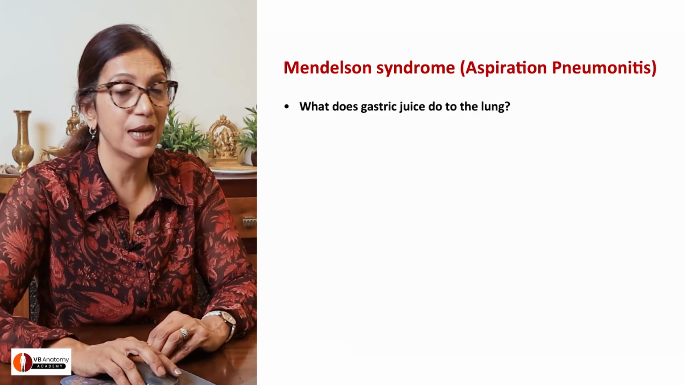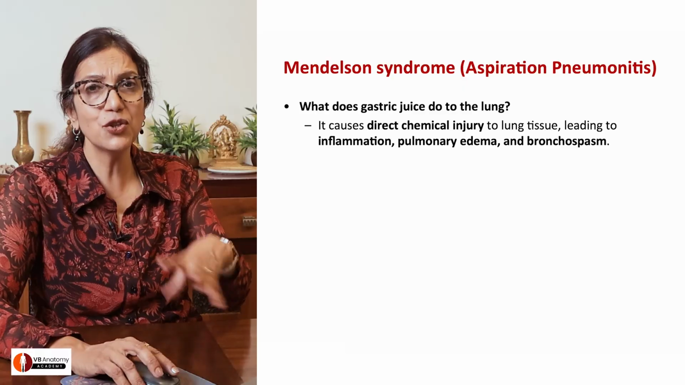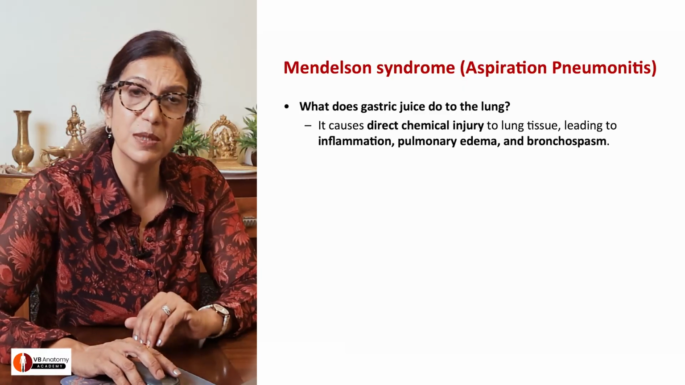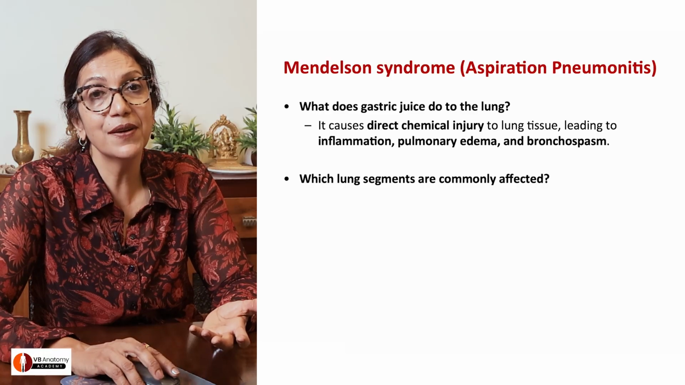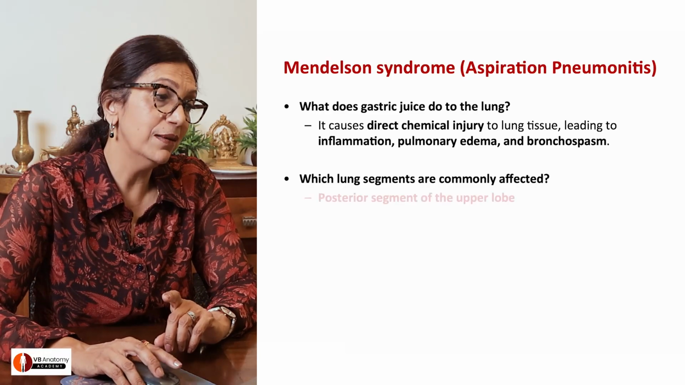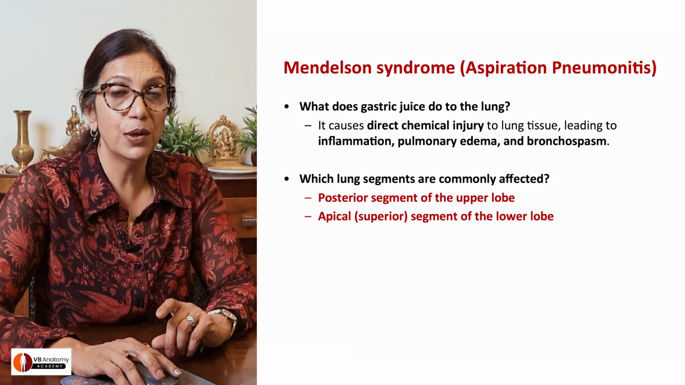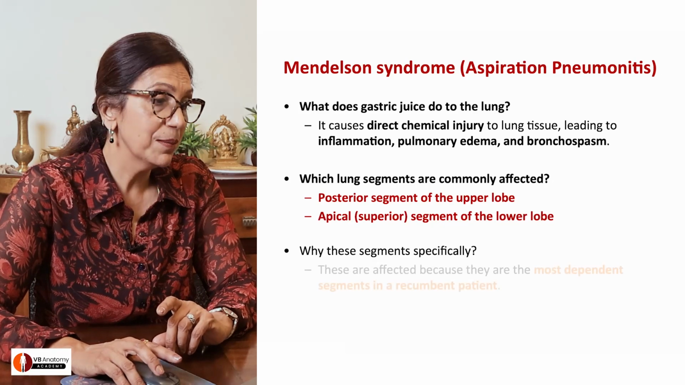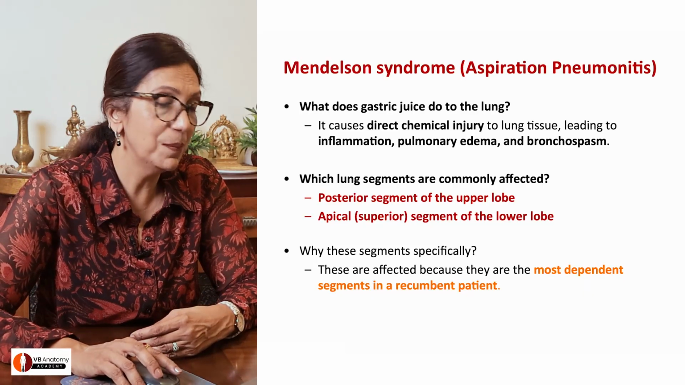What do they do to the lung? They cause chemical injury to the lung, resulting in inflammation, pulmonary edema, bronchospasm. So, which lung segments are commonly affected? Like I told you, the posterior segment of the upper lobe and the apical segment of the lower lobe. Why so? Because they are the most dependent segments in a recumbent patient.